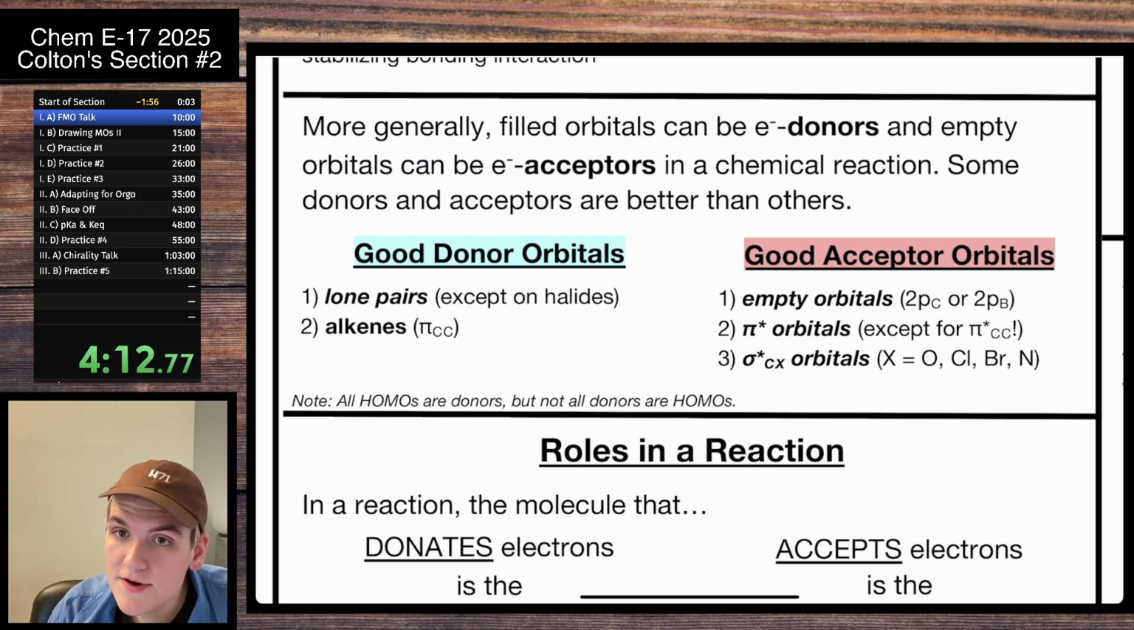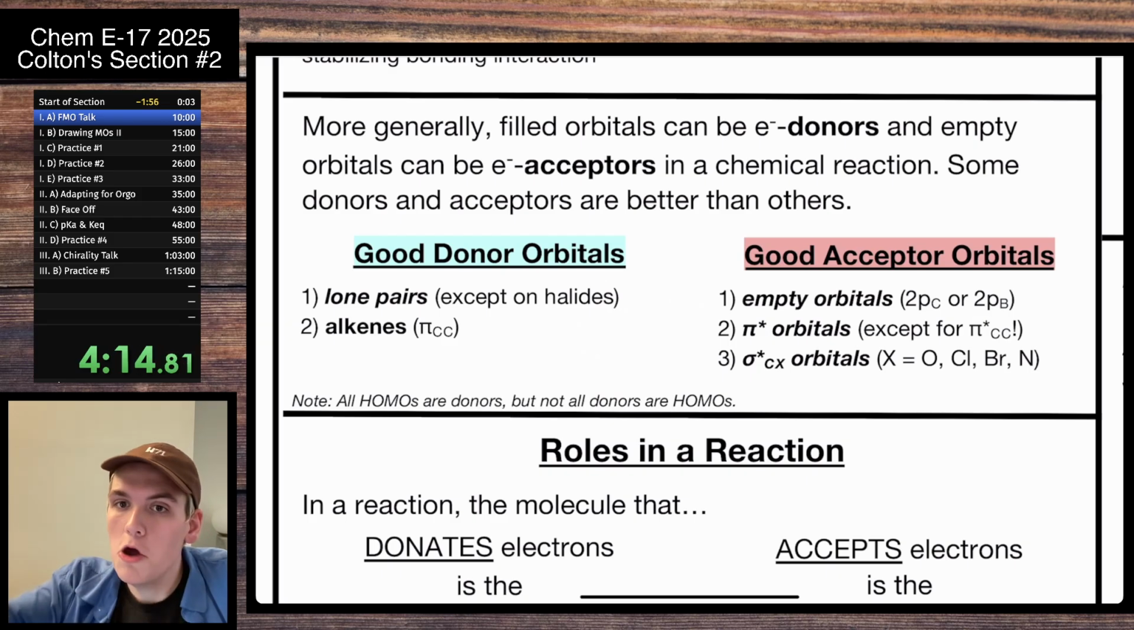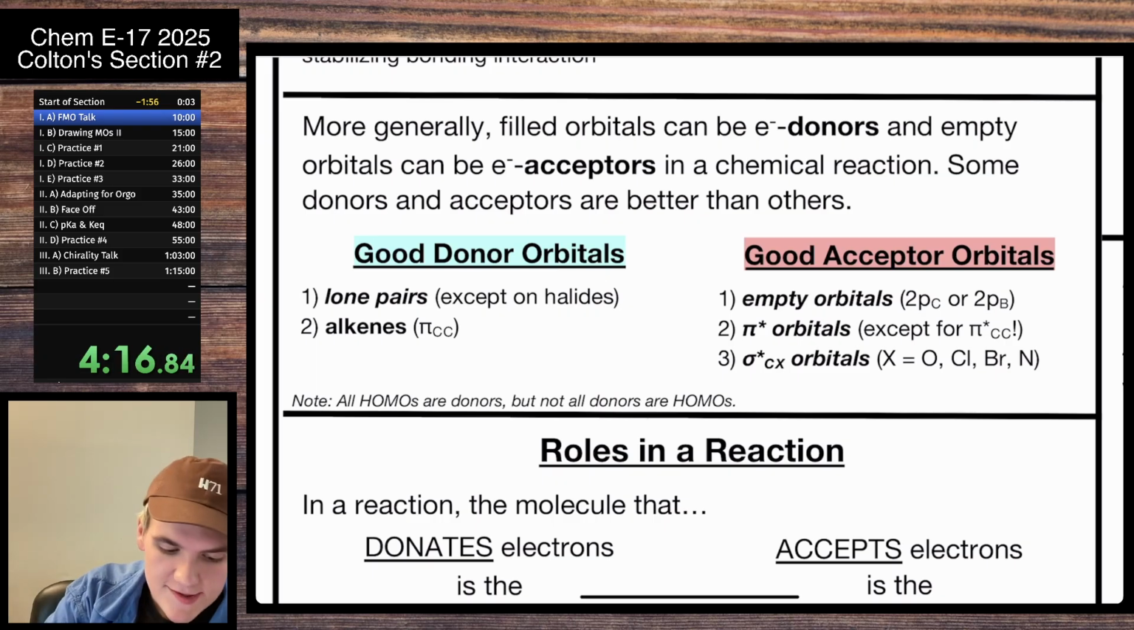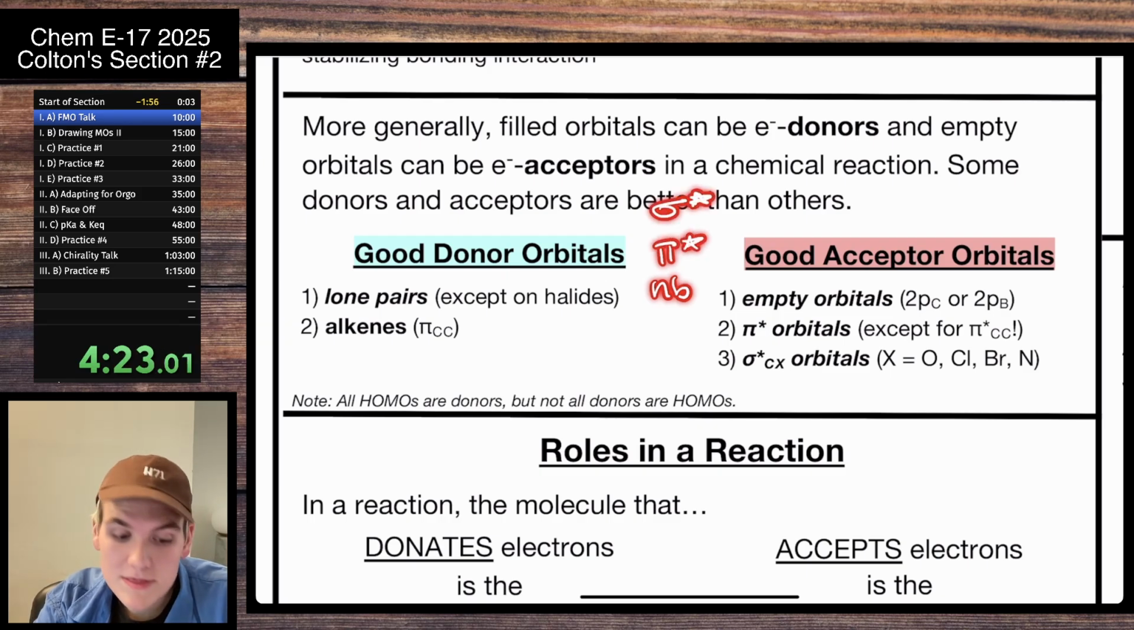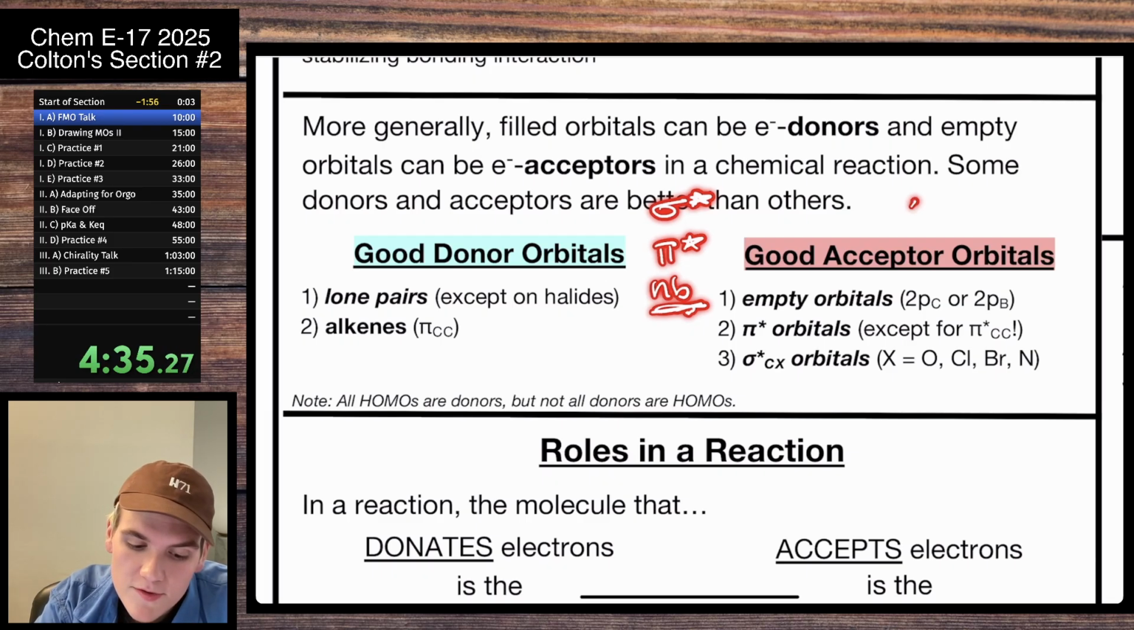Then for our good acceptors, we want our acceptors to be as low in energy as possible. And so looking at our empty molecular orbital categories here, the lowest level of energy that we can be at is non-bonding and be empty. And so this is typically going to be an empty orbital, like a 2p orbital on a carbon or a 2p orbital on a boron.